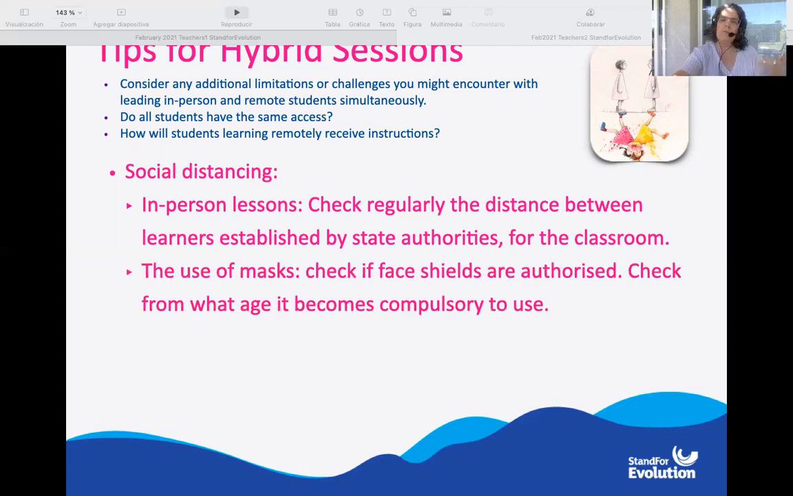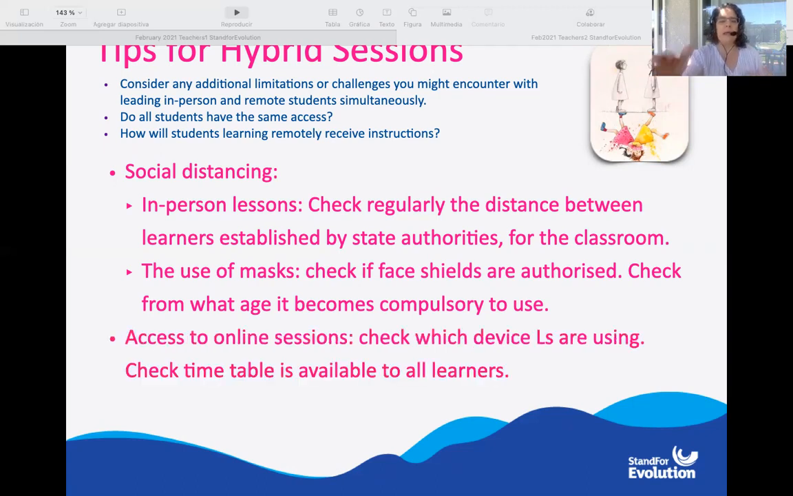So the use of masks might interfere with the pronunciation and such. So be careful and check with the authorities which are the guidelines you need to follow, right? And according to that, if they are 2 meters apart in class, they can take it away. And then if they get closer, they have to put it on again. Check that.